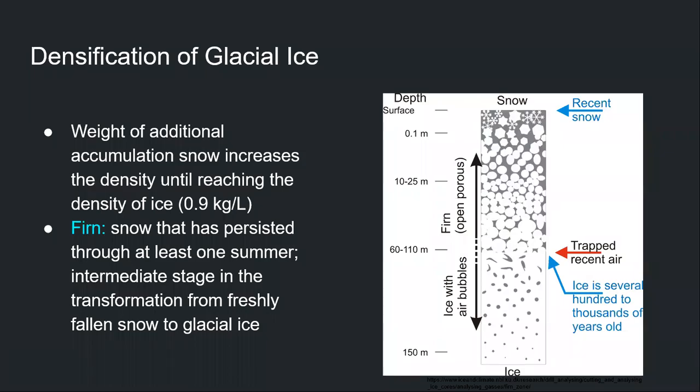On a glacier, you have different materials. You have liquid water, and you have solid water. And solid water can be divided into snow, firn, and ice. And there's a big difference between those three materials.